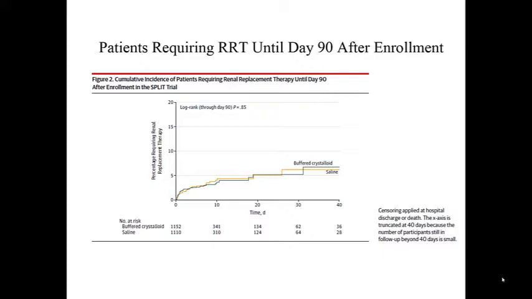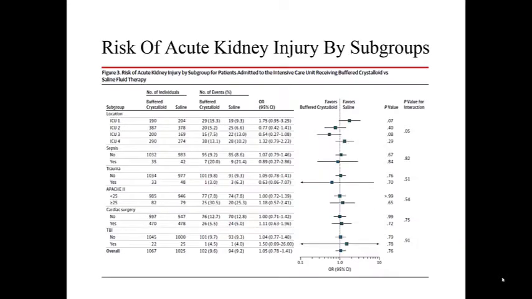And they actually followed those patients up to 40 days, because after the 40 days they did not have that many patients, so they just followed them until 40 days. They don't see any significant difference in the patients with the buffered crystalloid solution and saline.